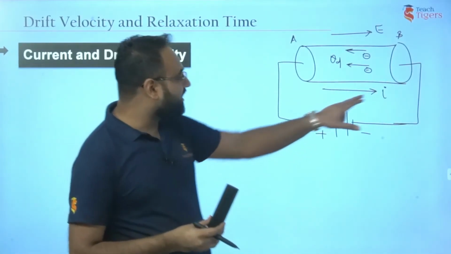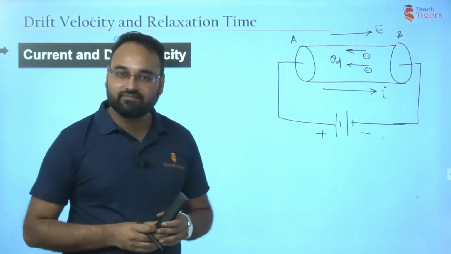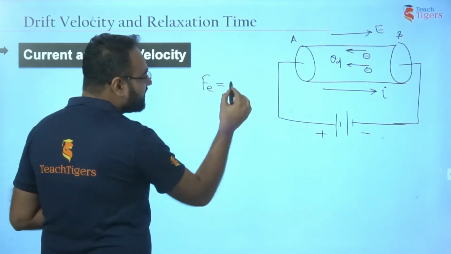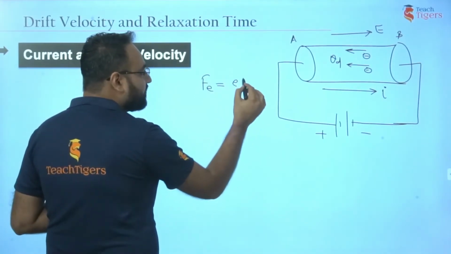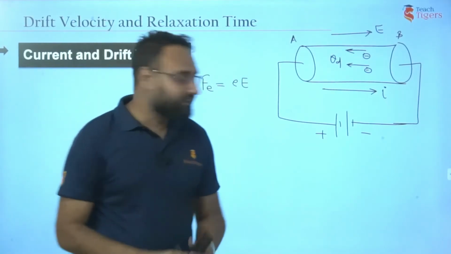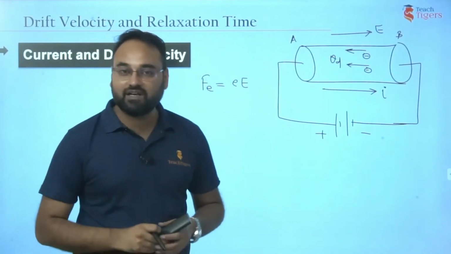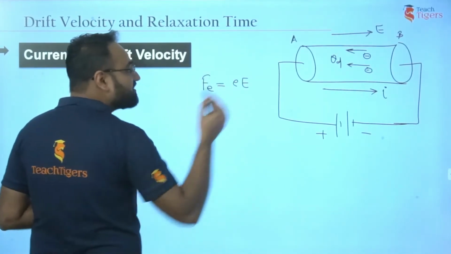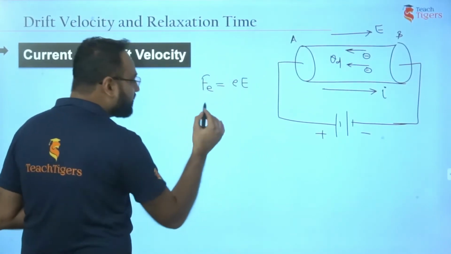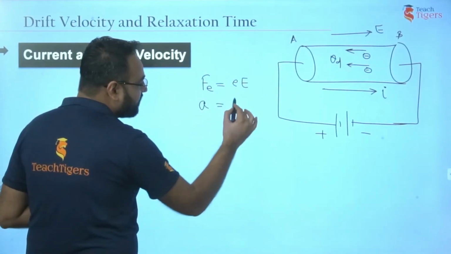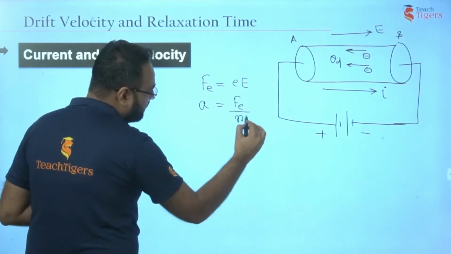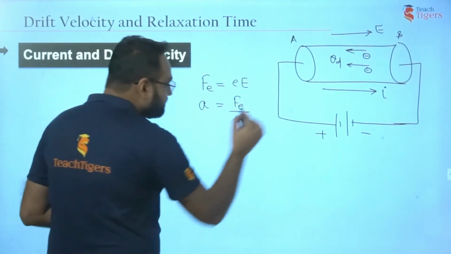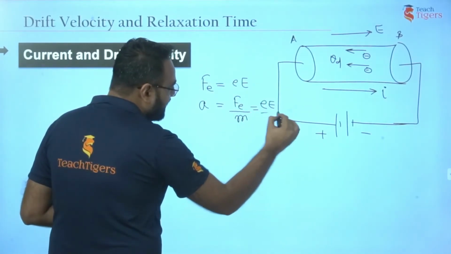Now we will try to establish a relation between current and drift velocity. First of all, we know the force acting on one electron. It is e into E, the charge on one electron multiplied by the electric field, that is qE. Because of this force, the acceleration these electrons gain is F upon m, where m is the mass of one electron. So it will be eE upon m.